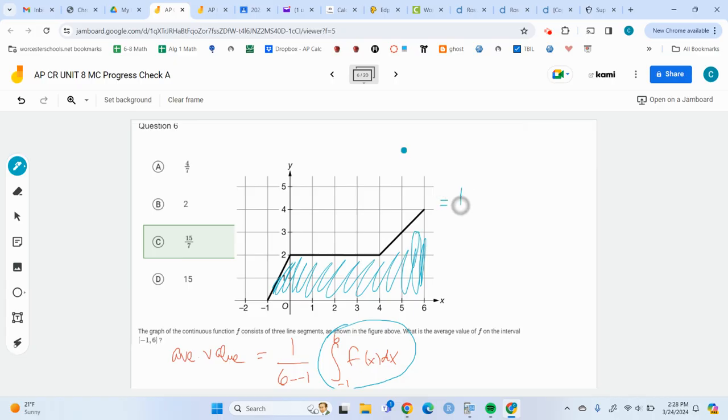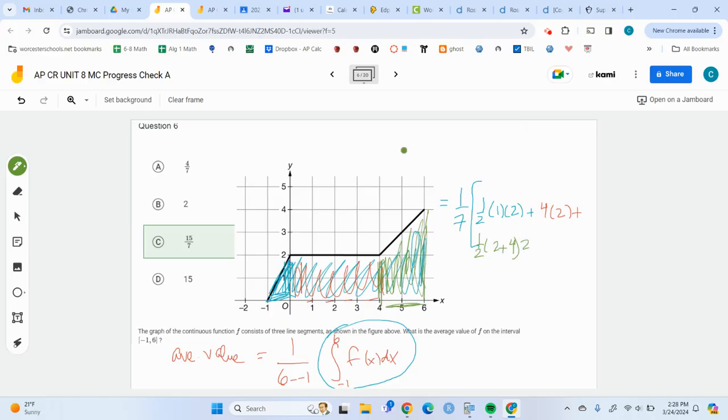So I'm going to continue here. This is 1/7 times, let's just do this area. I'm going to do this triangle first. That's 1/2 base times height. So 1/2 times 1 times 2, plus, now let's do this area here in the middle. This is just a rectangle. So I have 1, 2, 3, 4 times 2, plus, now let's do this one. Oh, trapezoid. Okay, so that's going to be 1/2 times base 1, 2, plus 1, 2, 3, 4, times height 2.